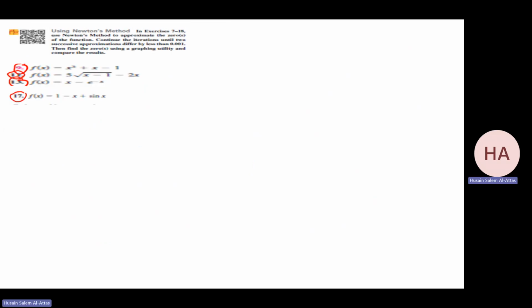Okay, and exercises 7 to 8, use this image to approximate the zeros of the function. Continue the iterations until two successive approximations differ by less than. So I want xn plus 1 minus xn less than 0.001.